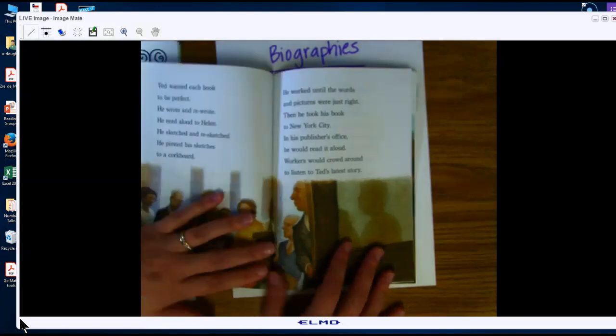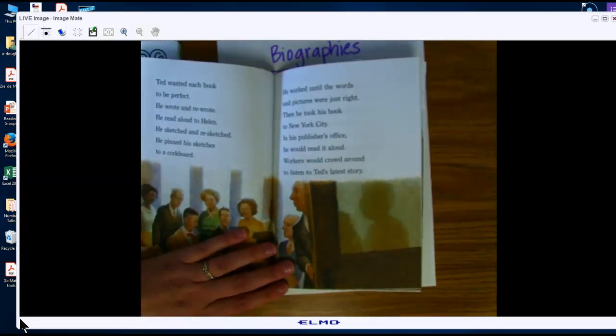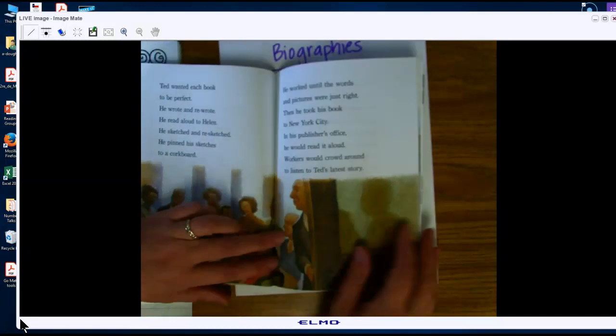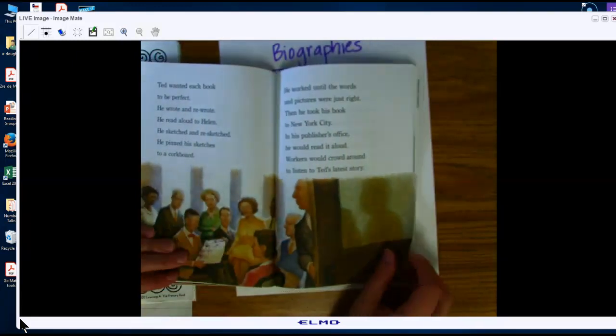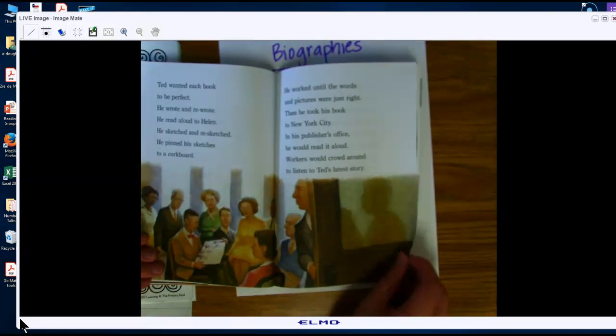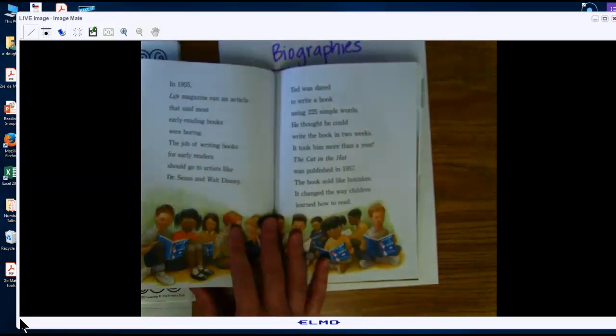He sketched and resketched. He pinned his sketches to a corkboard. He worked until the words and pictures were just right. Then he took his book to New York City. In his publisher's office, he would read it aloud, and workers would crowd around to listen to Ted's latest story.